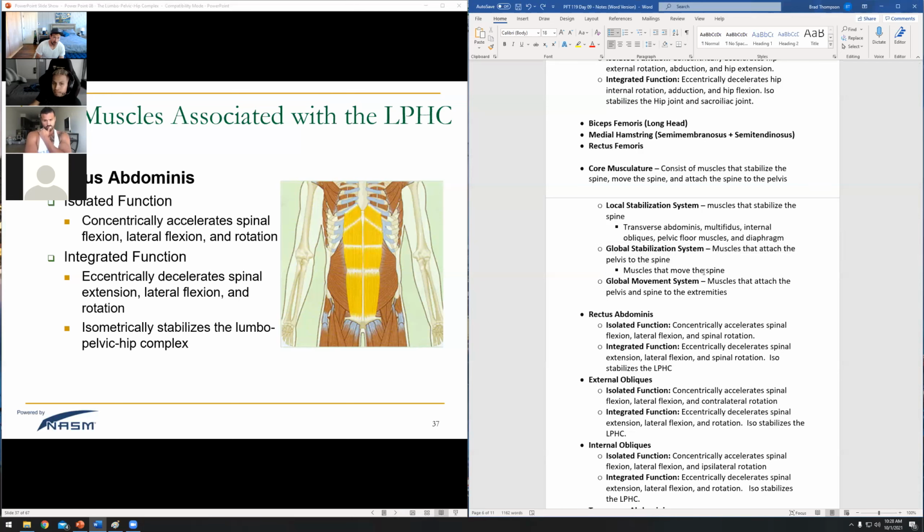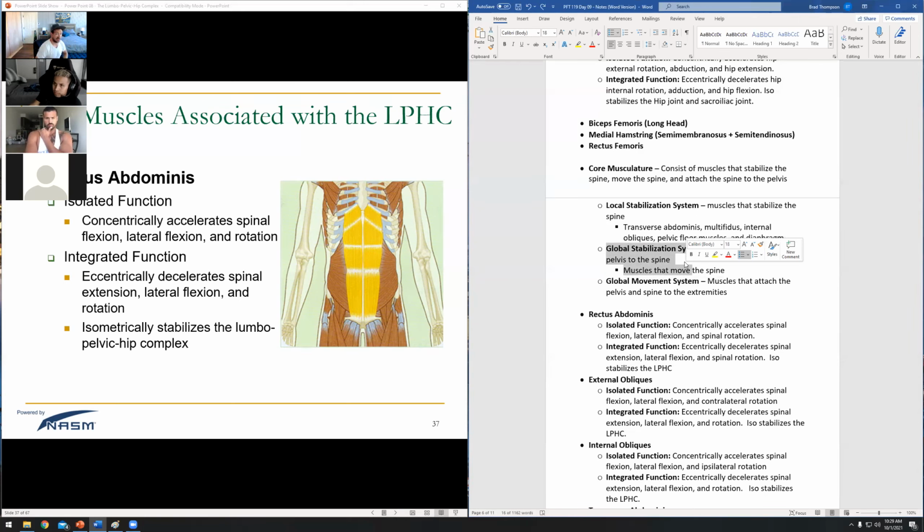Does that mean you don't need to do planks? No. So many of our problems are people who move their spine too much, excessive spinal movement. So that's the global stabilization system. It's around the globe, right? It's around the outside, and it's moving things around.